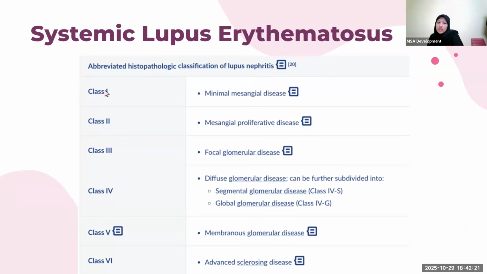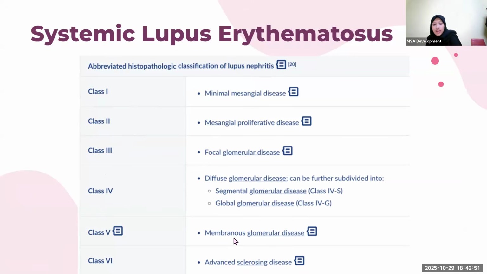There are different stages. So class 1 and 2, I like to group them together because they are minimal and they only affect the mesangial cells, so the inside cells. Class 3 and 4, I will come to that in a bit. So it's more extensive than 1 and 2, and 3 is focal, 4 is diffuse. So 3 is affecting part of the glomeruli, whereas 4 is affecting the entire glomeruli, so diffuse.